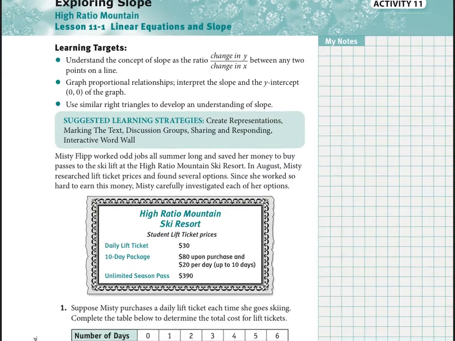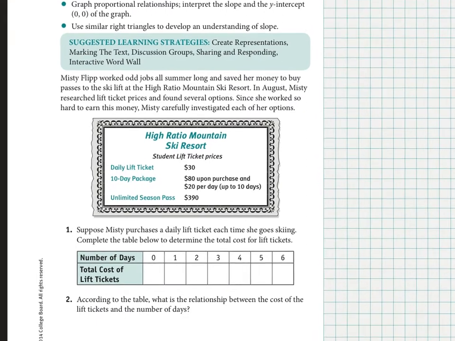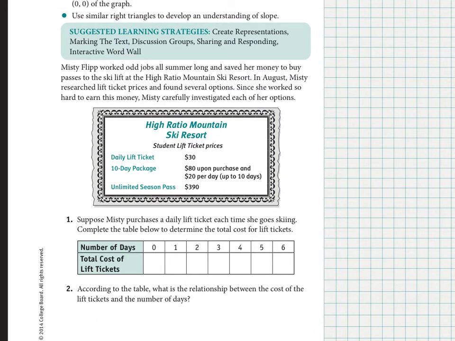So our good friend here, Misty Flip, worked odd jobs over the summer and saved money to buy passes to the ski lift at the High Ratio Mountain Ski Resort. So in August, Misty purchased lift ticket prices and found several options. Since she worked so hard to earn her money, she carefully investigated each of these options. So for the ski lift, looks like there are three options. She can get a daily lift ticket for $30. They have a 10-day package, which she would pay $80 upon purchase, and then it would be $20 per day for up to the 10 days. Or she could get the unlimited season pass for $390.